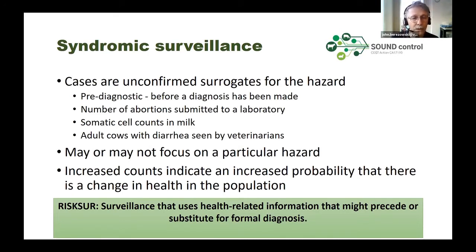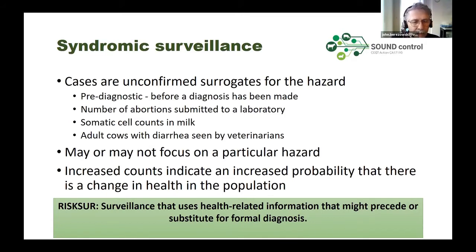So we look at abortions, not looking at the causes of the abortion, just counting the abortions that occur, somatic cell counts, mortalities in cows, something like adult cows seen with diarrhea by veterinarians. It's much more common in public health, where they do surveillance of sales of diarrhea medications in pharmacies, and they monitor people who are absent from work and things like that. It can be focused on a particular hazard, but most often it's not hazard specific. It looks for any change in the population.